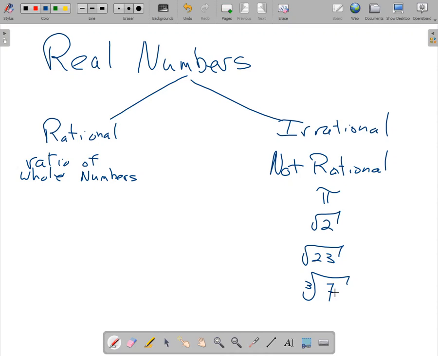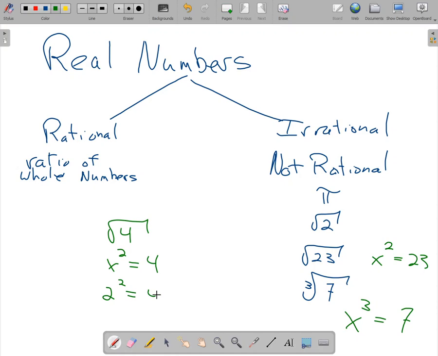And remember what a root is. The cube root of 7 translates as: what number would you raise to the third power so that 7 is the answer? Kind of like the square root of 23 means what number would you raise to the second power so that 23 is the answer? We can easily answer that for numbers like the square root of 4. What number would you raise to the second power to get 4? 2, right? We know that 2 squared is 4, so square root of 4 has to be 2. So square root of 4 is a rational number.